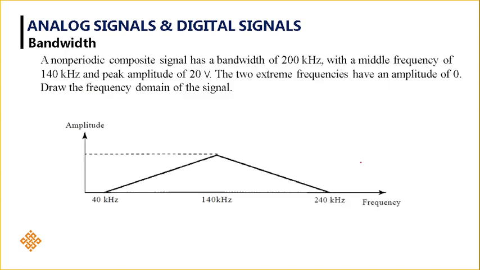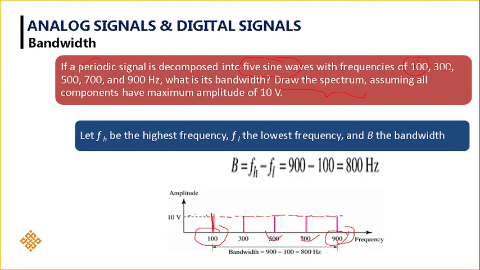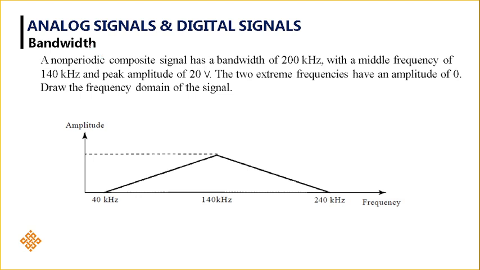Okay. So this is one more problem statement. Here he has given a non-periodic composite signal. Previously he gave a periodic one, but now he is talking about a non-periodic one, and he is telling us the bandwidth is 200 kilohertz. So he has given the bandwidth now. Already we know that bandwidth is nothing but highest frequency minus lowest frequency. Now he has given the bandwidth and he has given the middle frequency as 140 kilohertz.